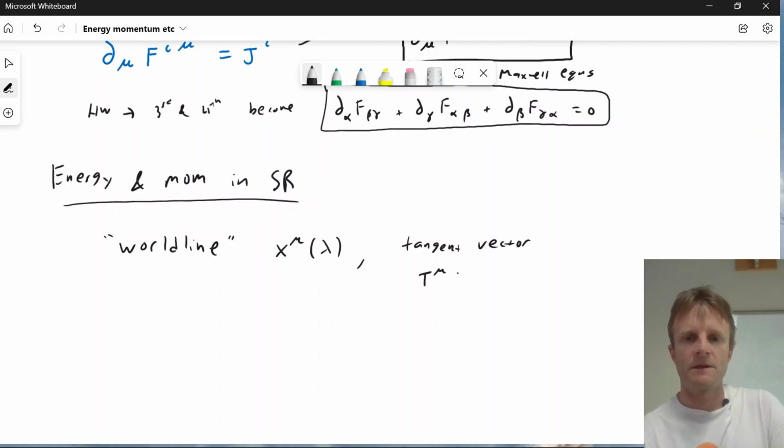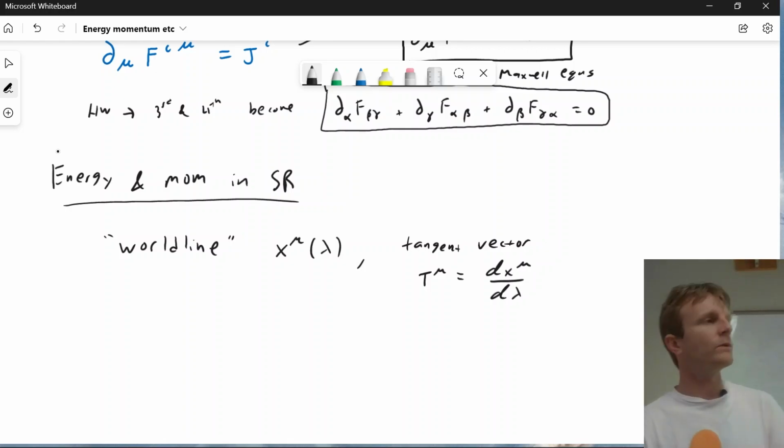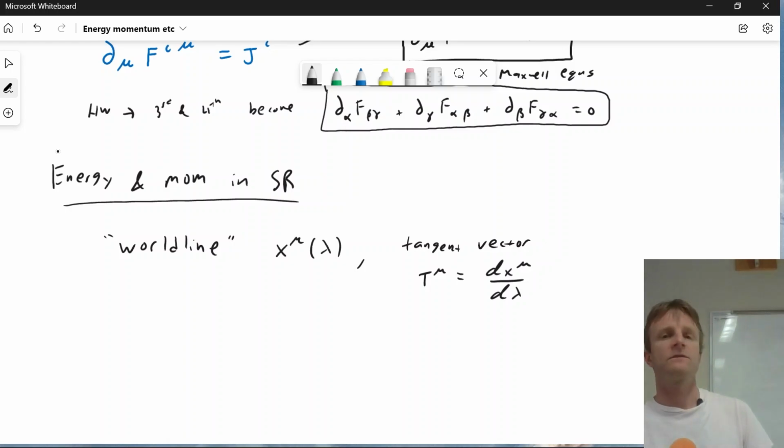T mu equals dx mu d lambda. And all that rigmarole with basis elements and transforming, that's in the past. We did that in order to establish the rules of the notation for dealing with components of good vectors, where the equations take the same form in every Lorentz frame. And so this is a good vector, tangent vector, dx mu d lambda. Notice the overall scaling is arbitrary.